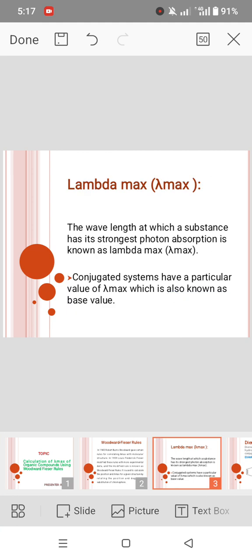Now, what is lambda max? The wavelength at which a substance has its strongest photon absorption is known as lambda max, and we know that all the conjugated systems have a particular value of lambda max, which is also known as the base value or parent value.